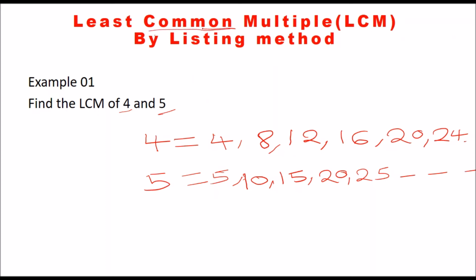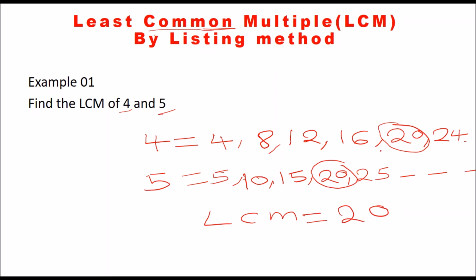The common multiple. So we are looking for those multiples which appeared in both numbers. For example, here we have 20. This 20 appeared in both 4 and 5. So we can conclude that the LCM is equal to 20. That is how it goes.